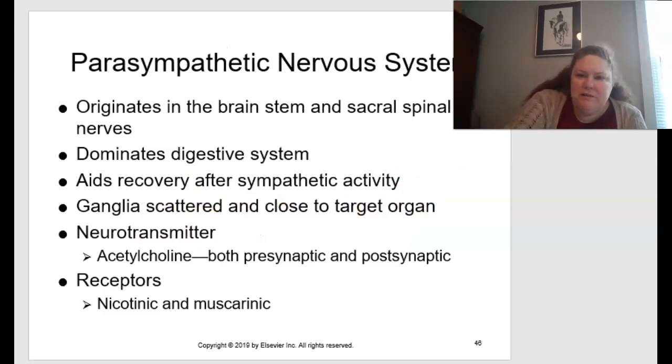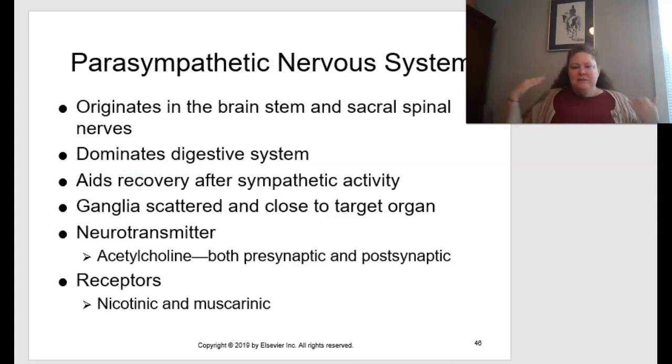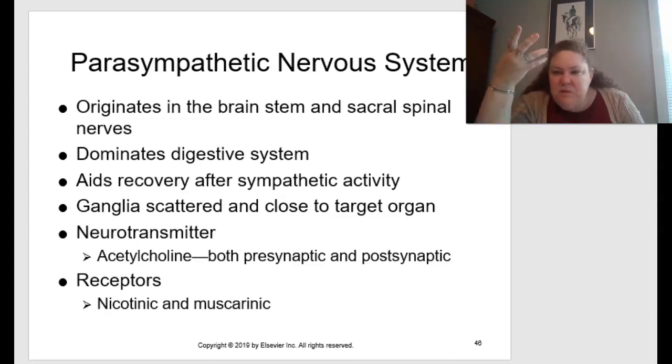So moving on to the parasympathetic nervous system then, and this is starting on page 337. This is originating in the brainstem and the sacral spinal nerves, and this is going to dominate the digestive system, and it also aids in recovery after a sympathetic activity. The ganglion is going to be scattered and close to the target organ. Our neurotransmitter, again, that we use for this one is going to be acetylcholine, and this can be both presynaptic and postsynaptic, so before the synapse and after the synapse. And our receptors are nicotinic and muscarinic.